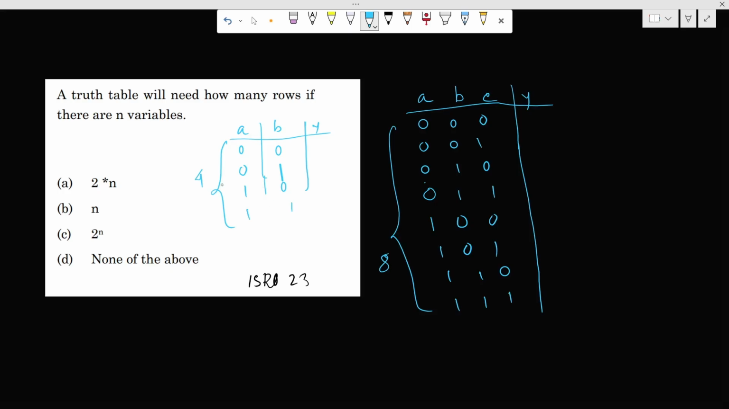So we can write 4 as 2 to the power 2. Here 2 is the number of variables, and for three variables we get 8, and we can write 8 as 2 to the power 3. Here 3 represents the number of variables. So for two variables we get 2 to the power 2, and for three variables we get 2 to the power 3. So in this question, for n variables we get 2 to the power n number of rows. So option number C is correct for this question.